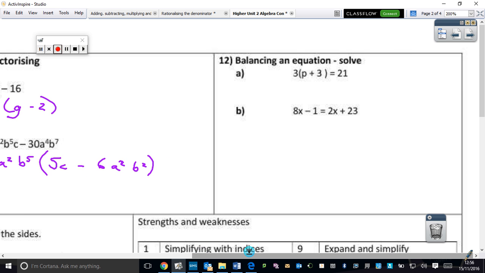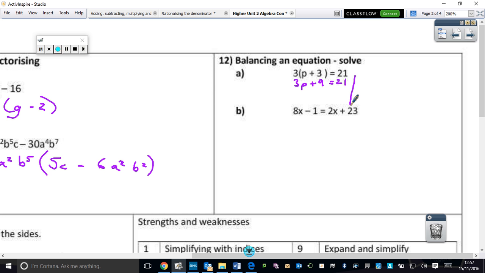First thing you're going to do on that, without even thinking, is expand that bracket. So this one, 3 times p, 3 times 3 equals 21. That's the first step. Write it in. I've got one mark and I haven't solved. I've just done the bracket so I can see it. Draw a line.